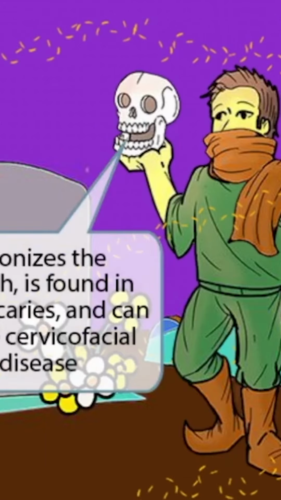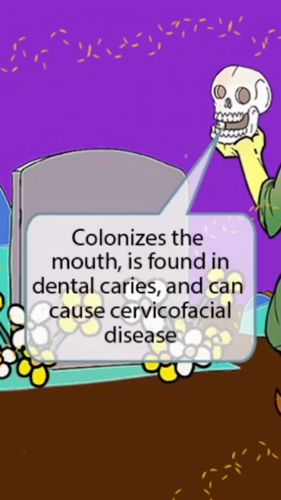One of the most important associations to be familiar with for Step 1 is the mouth. In order to help you remember this, we've shown Hamlet holding up a skull with its mouth open. More specifically, the skull with an open mouth should help you remember that Actinomyces colonizes the mouth, is found in dental caries, and can cause cervicofacial disease.